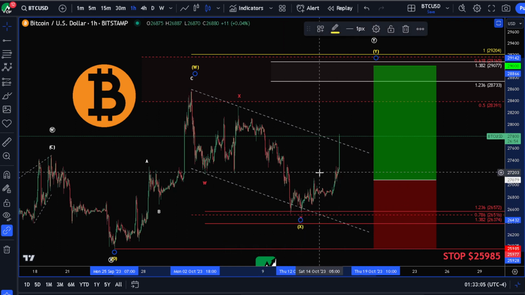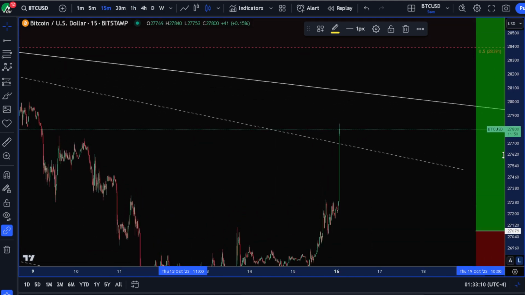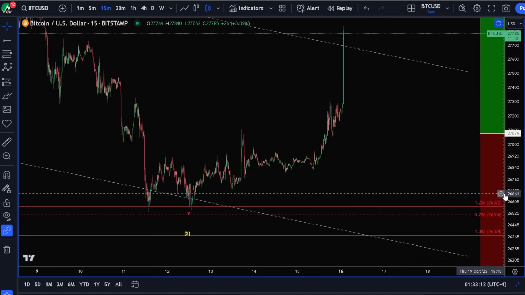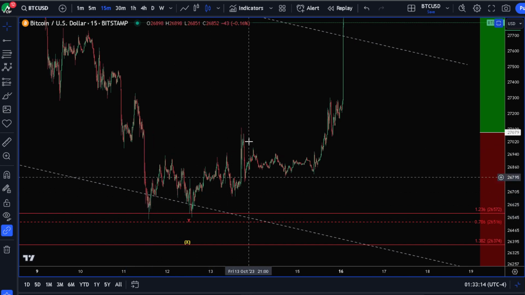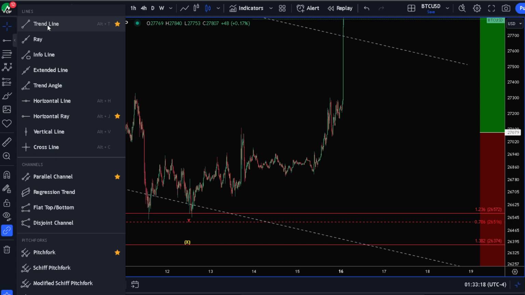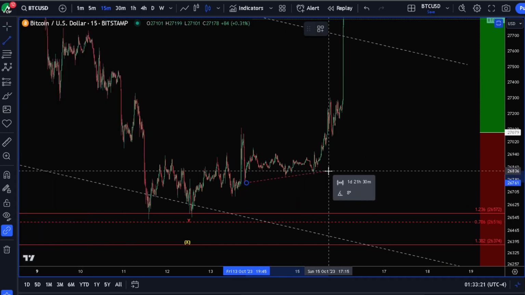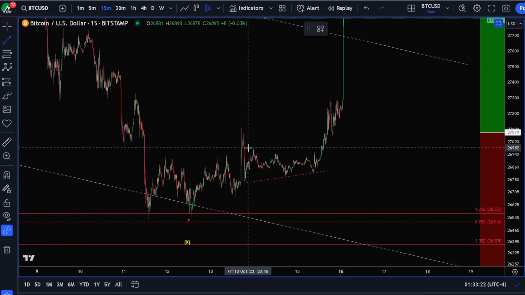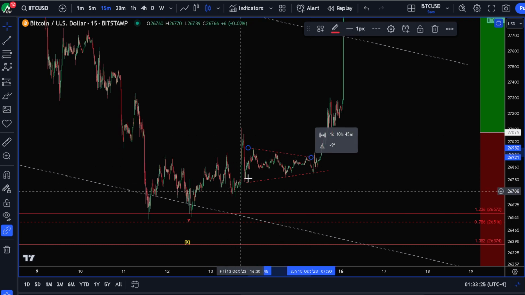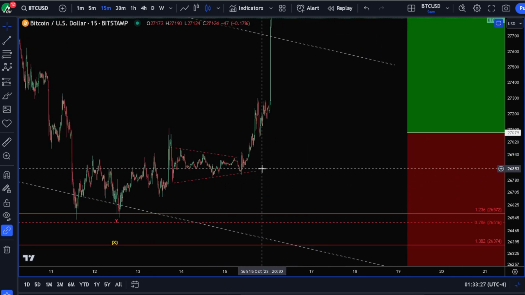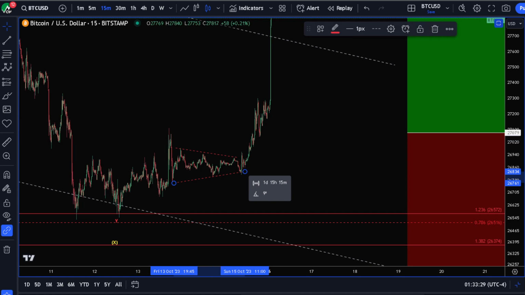So I have this as a three-wave move. To me, this looks like a triangle. So you have an ABC, and then it looks like a triangle over here. Broke to the upside. A, B, C, D, E. Yep, that looks best to me as a triangle.